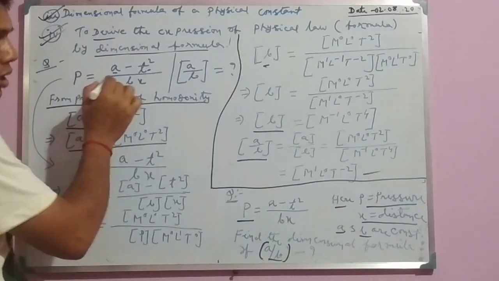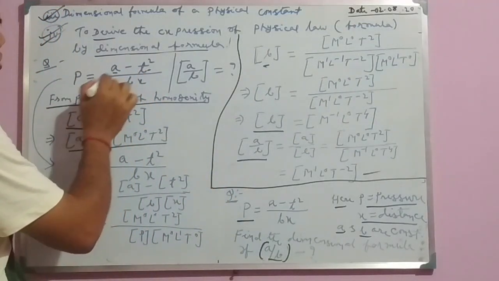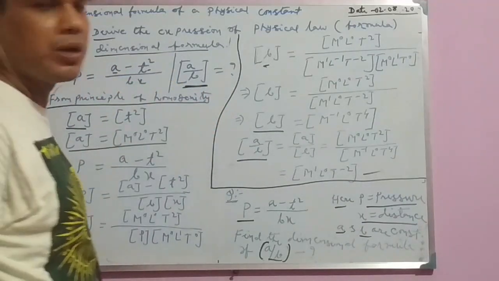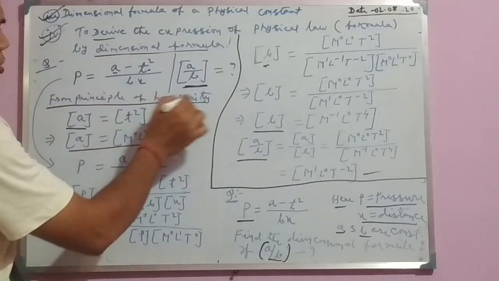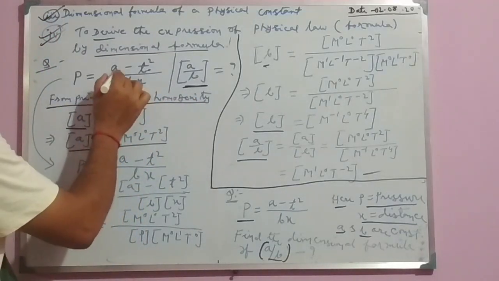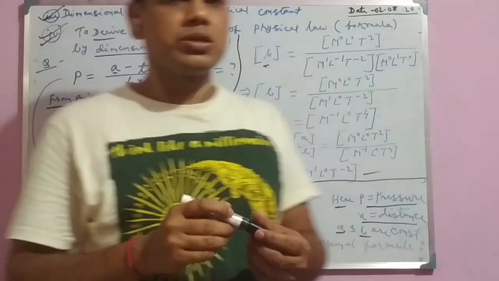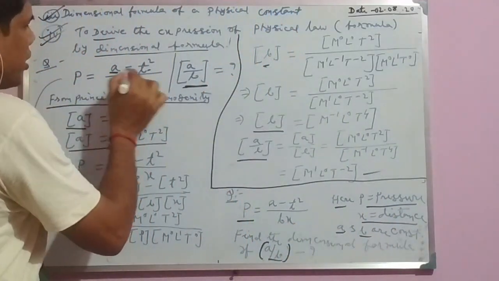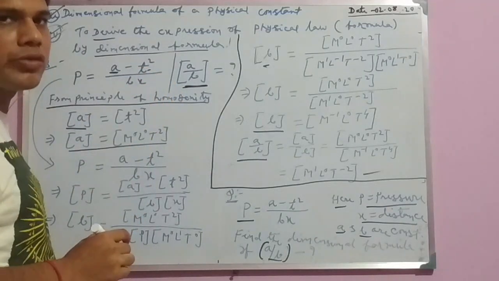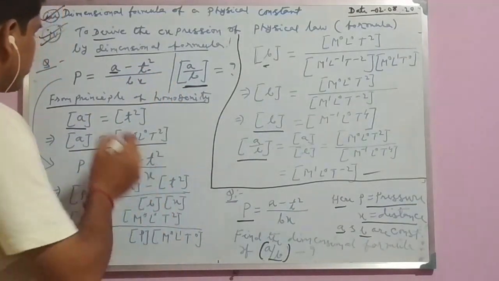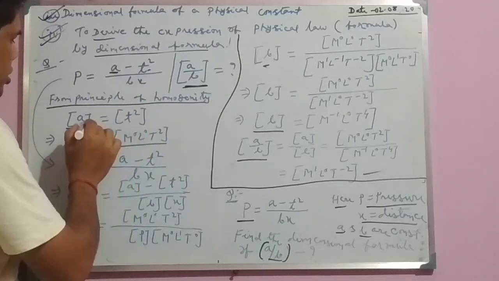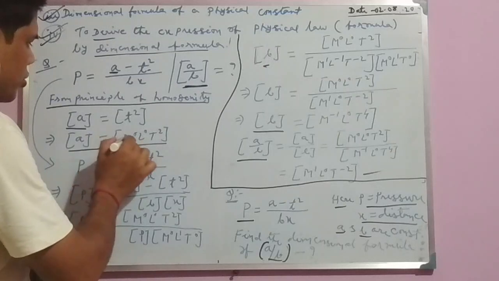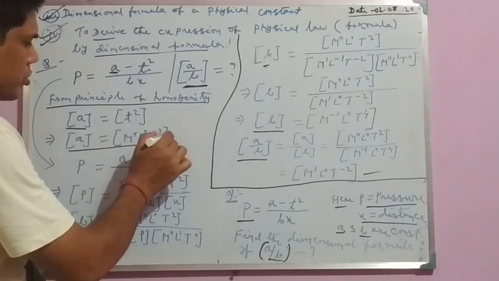Now I have written again this formula, p equal to a minus t square by bx. We have to find the dimensional formula of a by b. Now from the principle of homogeneity, here we have considered that this given equation is correct. So the dimensional formula of a and the dimensional formula of t square should be the same. So we can write the dimensional formula of a equal to the dimensional formula of t square, so the dimensional formula of a equal to m to the power 0 l to the power 0 t square.